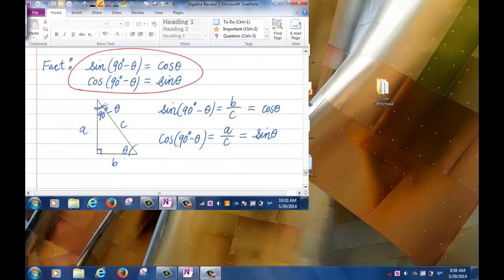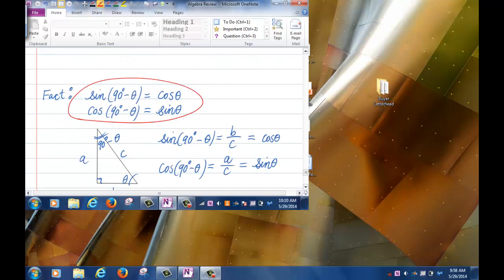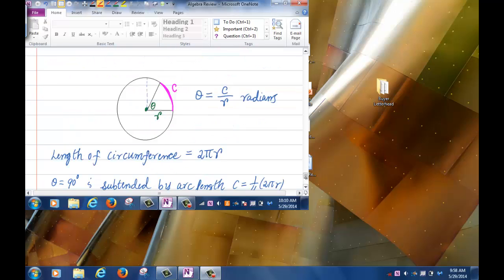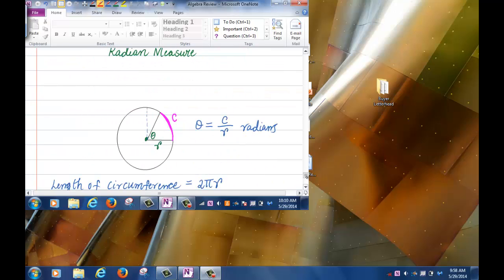And then we wrote down two identities. One is sine of 90 minus theta is the same as cosine theta. Cosine of 90 minus theta is the same as sine theta. And I gave you a reasoning here that I'm not going to go over anymore. Then we looked at the radian measure.